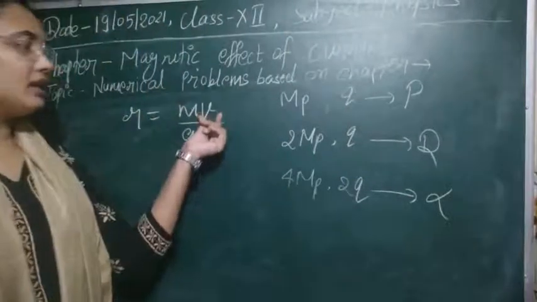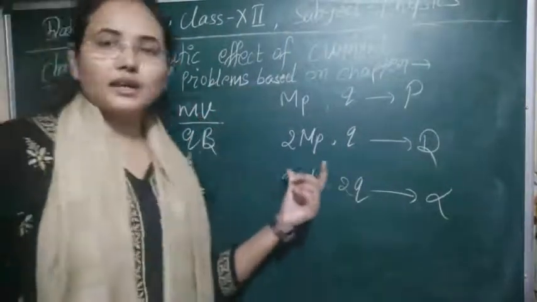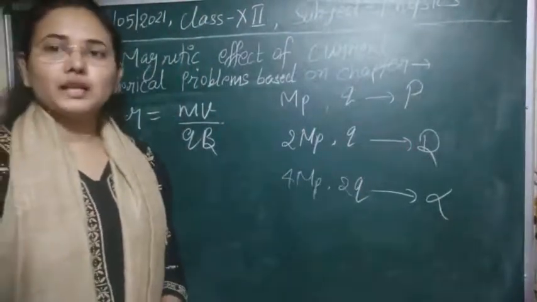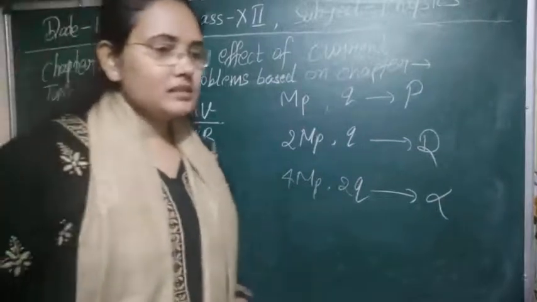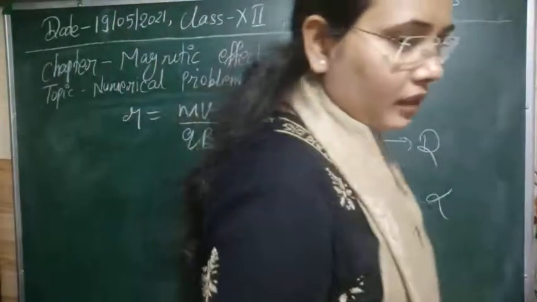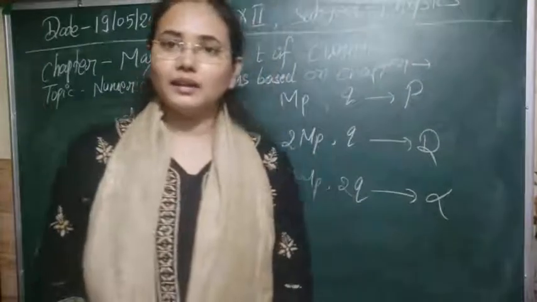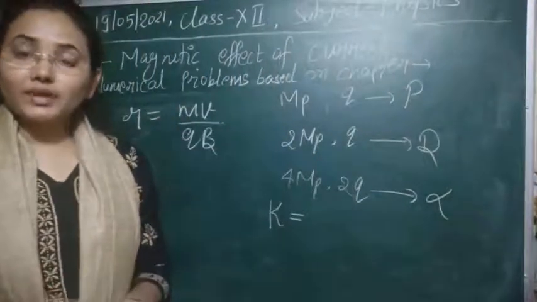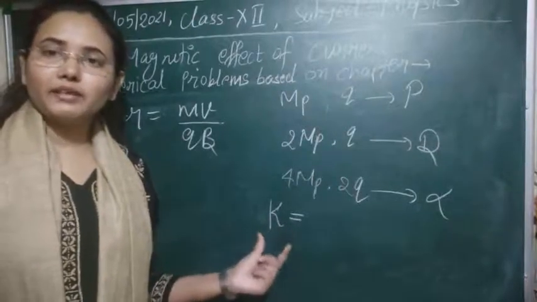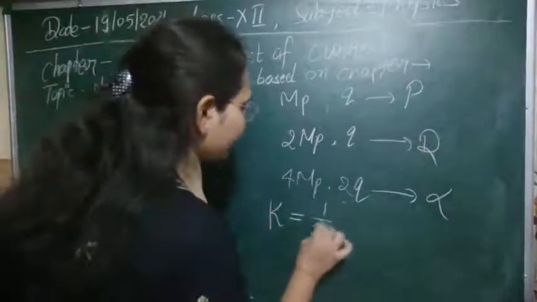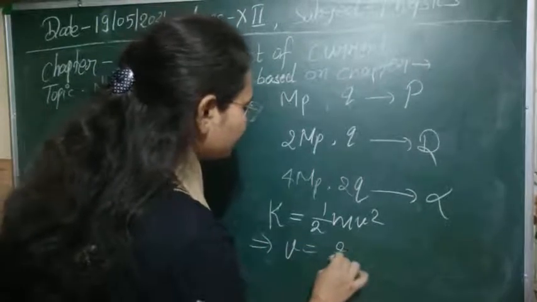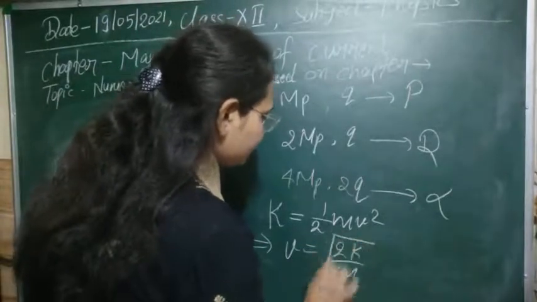So for this case, first we need the velocity. We cannot just find the velocity directly, but we can see the relation by using the kinetic energy. If K is the kinetic energy, and here in our question it is given that they are entering the magnetic field with the same kinetic energy, so suppose the kinetic energy of these three particles is K. K can be written as half mv squared, which means v is equal to the square root of 2K upon m.